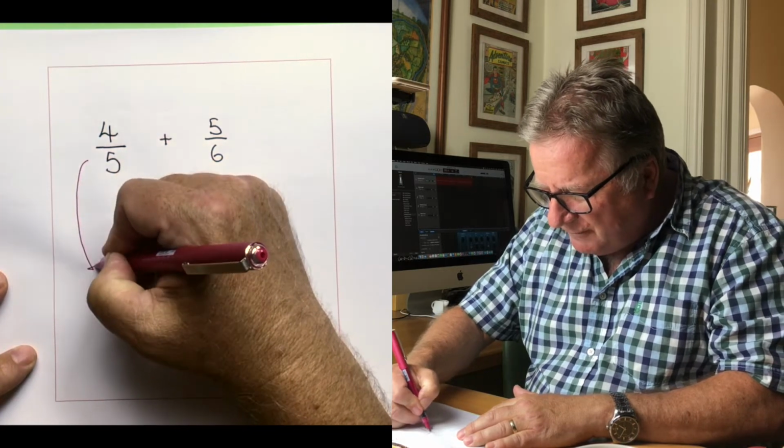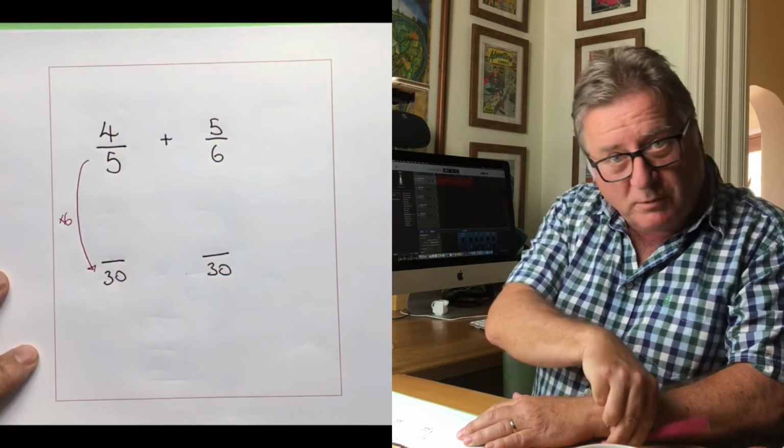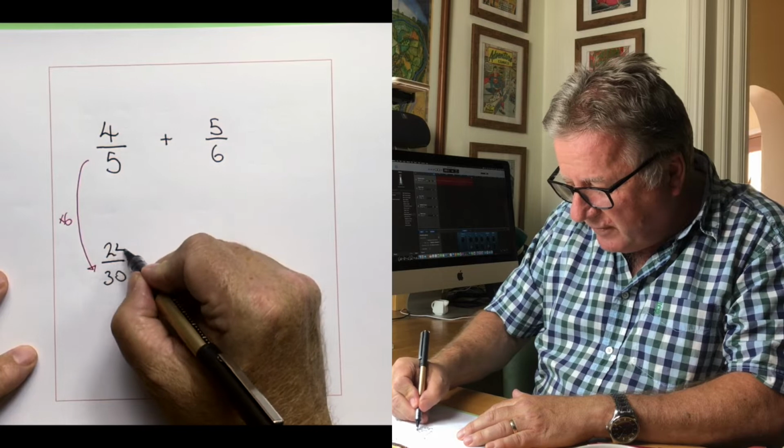Then we think to ourselves, right, how do I make 4/5 into 30ths? Well, the bottom's being multiplied 5 times 6. So multiply the top by 6. 4 times 6 is 24. Nice.